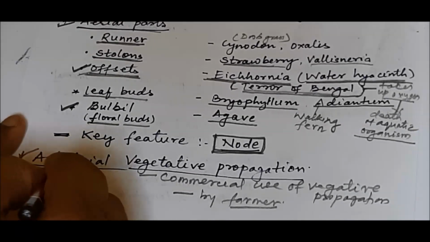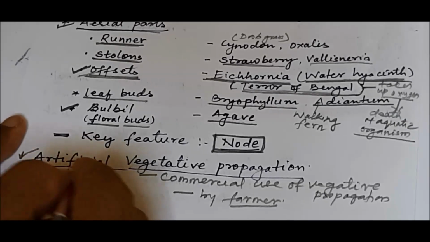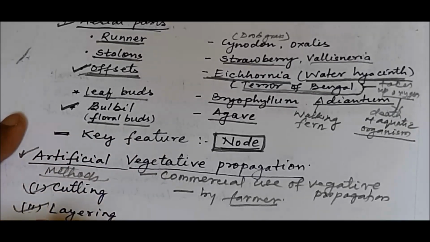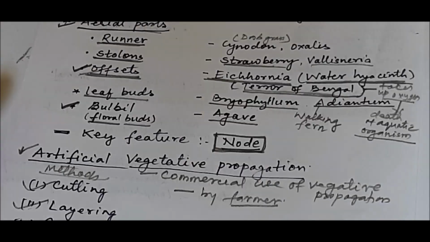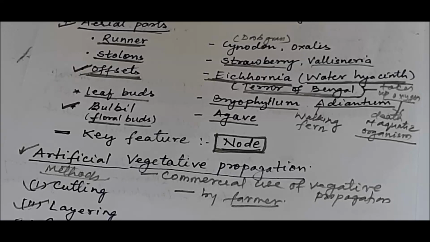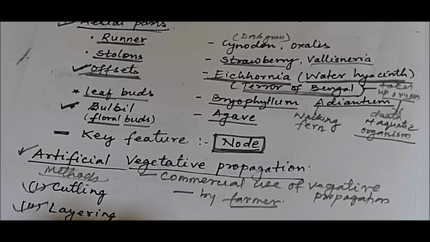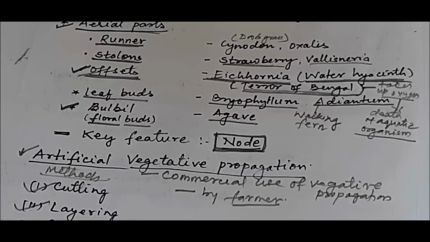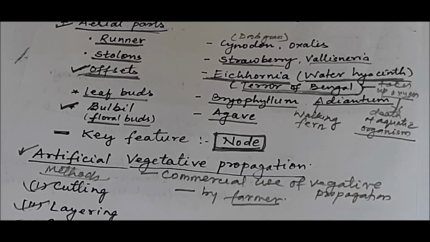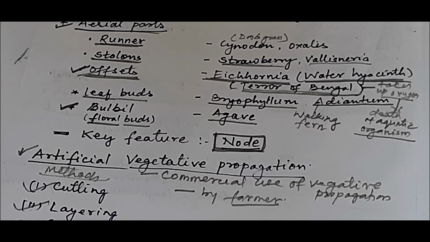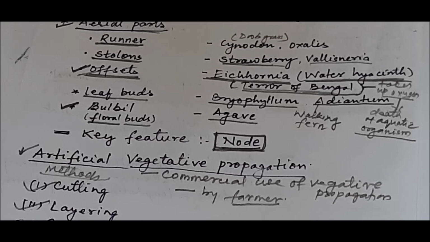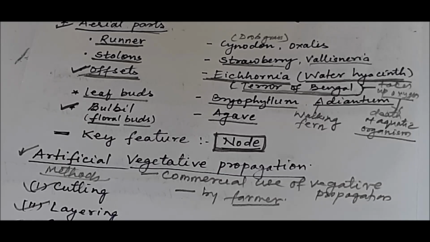The methods are cutting, layering, and grafting. Okay, cutting, layering, and grafting. These three methods are used in asexual reproduction in plants, and this is very useful because vegetative parts can give rise to new plants in a very short period. A large number of plants can be grown in a very short period.